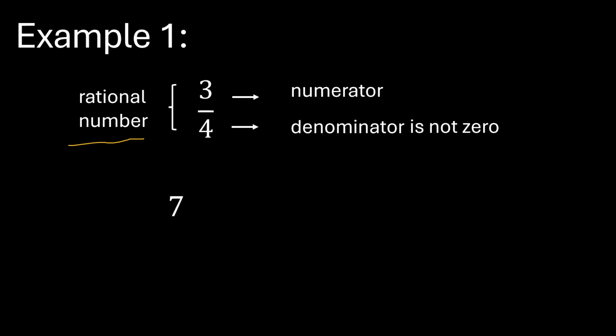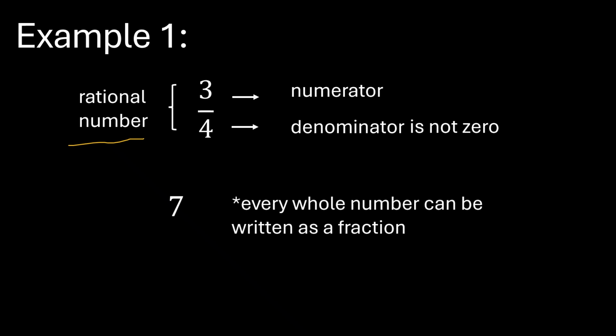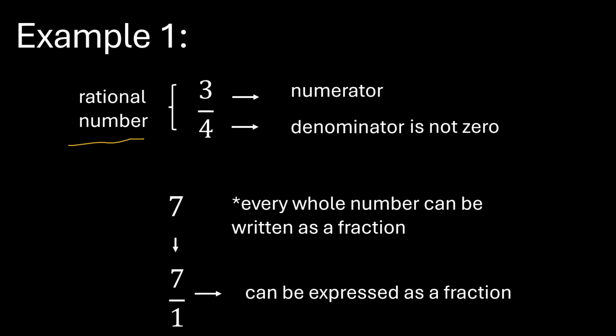How about 7? Many students think this is not a rational number because it isn't written as a fraction. But remember, every whole number can be written as a fraction. 7 can be written as 7 over 1 because 7 divided by 1 equals 7. Since it can be expressed as a fraction, 7 is also a rational number.